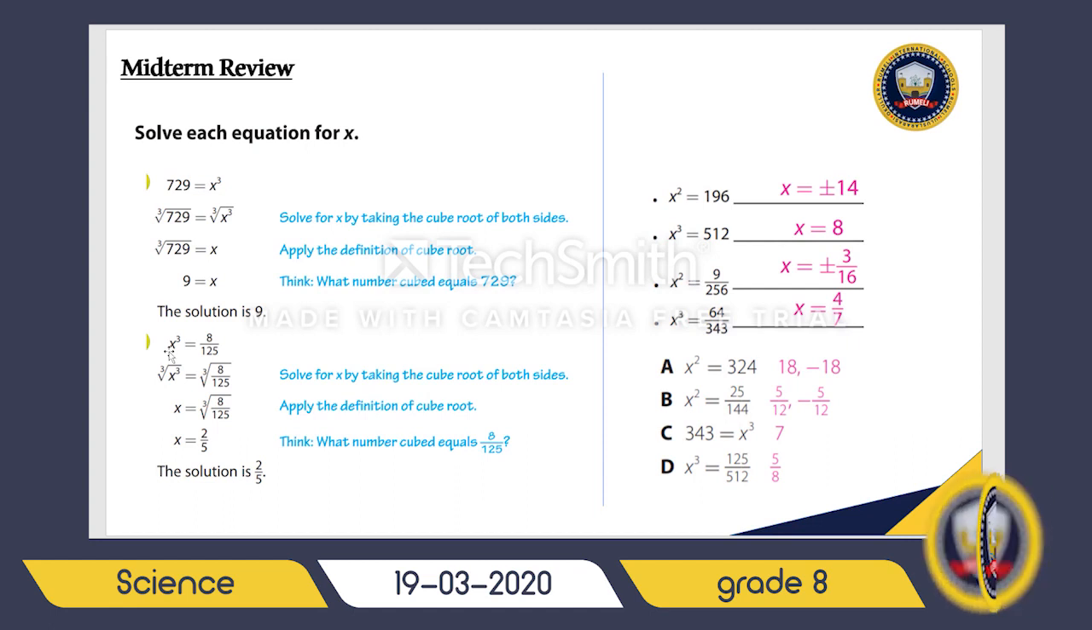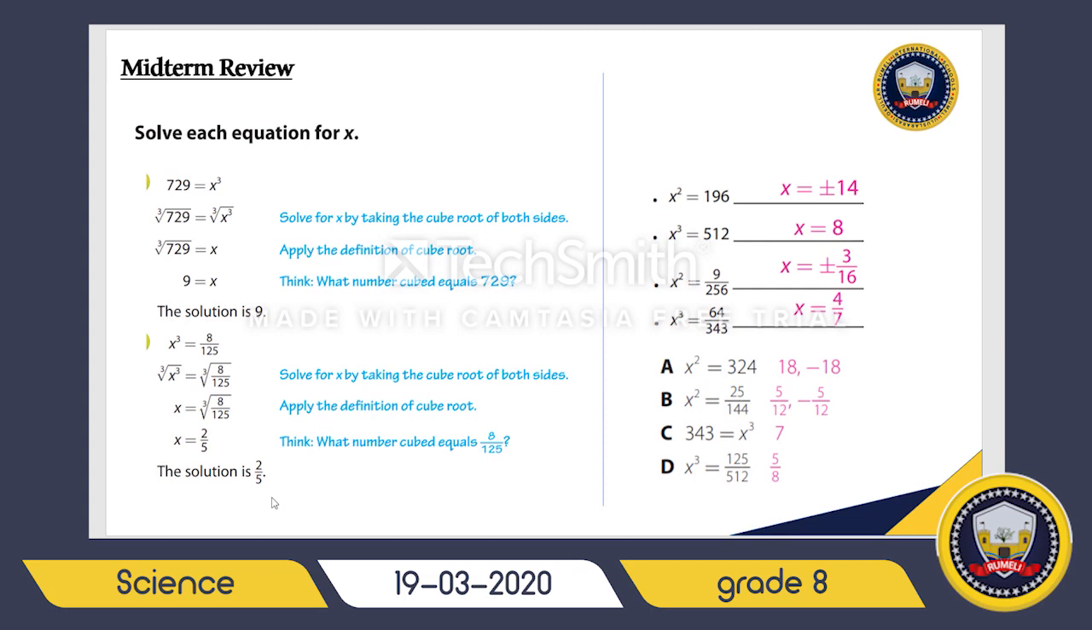Another example, x cubed equals 8 divided by 125. Again, I'm going to apply the cube root for both sides of my equation. Cube root of x cubed equals the cube root of 8 divided by 125. Now, the cube root cancels with the cube, so x is equal to the cube root of 8 divided by 125. So what is the cube root of 8? It is 2. What is the cube root of 125? It is 5. So my x equals 2 divided by 5. So the solution is 2 divided by 5.